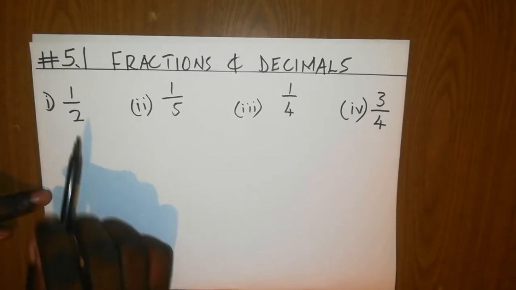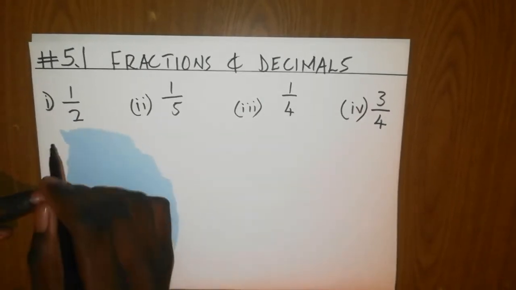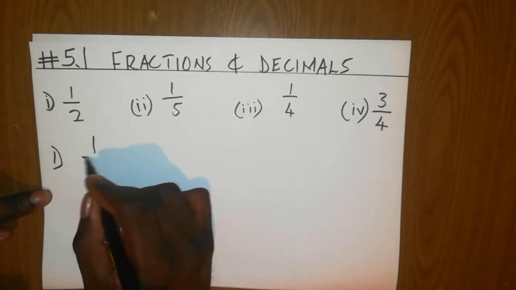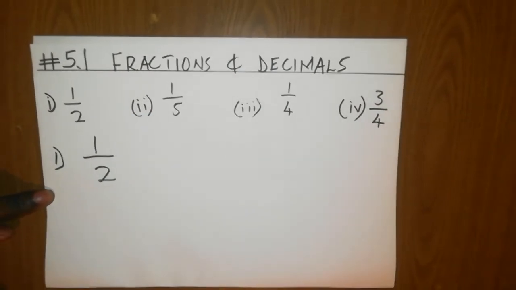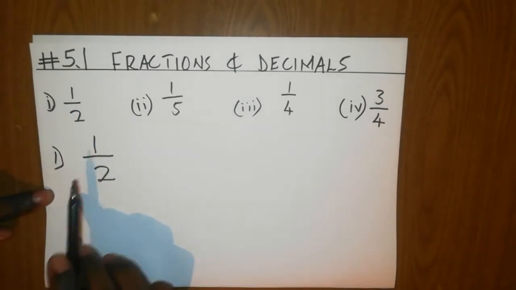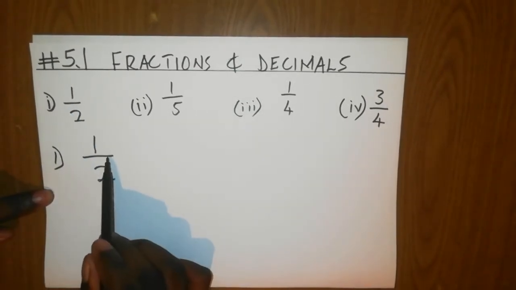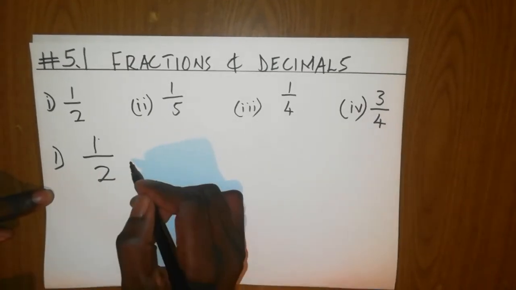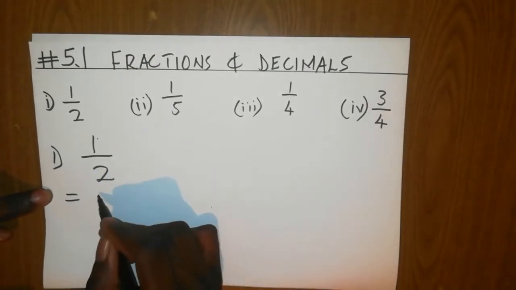So first of all, we've got this half. So our number one, I'm going to say, what you have to understand here is that if a fraction is structured like this, this is called a division. So this is simply 1 divided by 2. It is equal to 0.